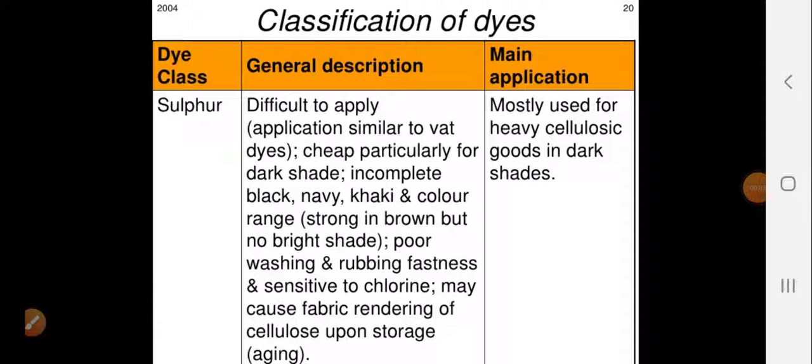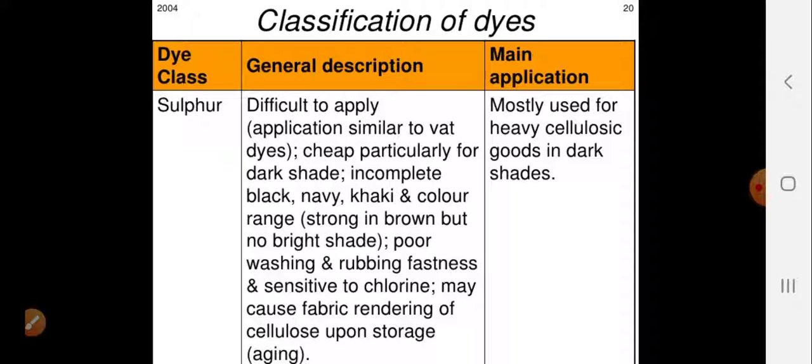Good afternoon, students. Previously, we saw the introduction to dyes, and we started the classification of dyes, and we studied various types of dyes such as direct dyes and azo dyes. And last, we had seen vat dye and its application. So, moving ahead in the same topic, we will continue with other types of dyes, and next is sulfur dyes.